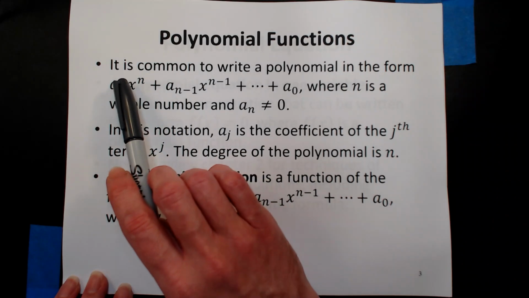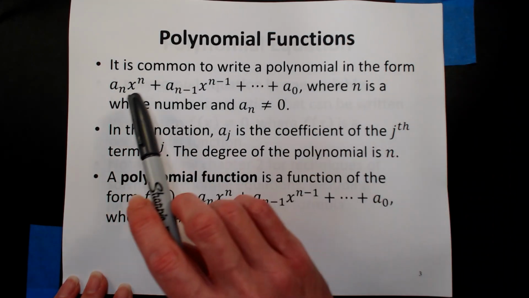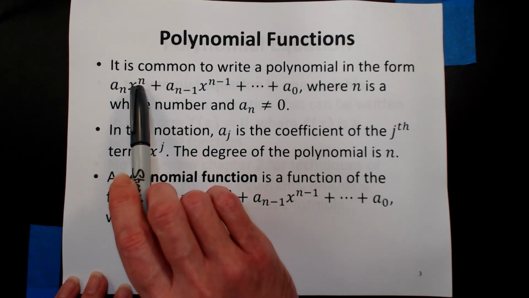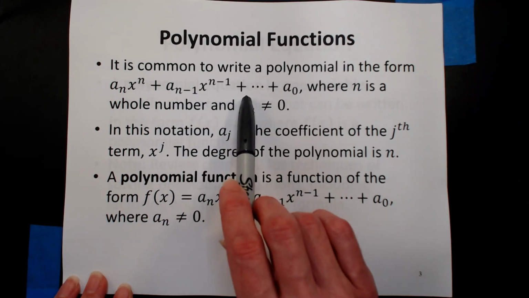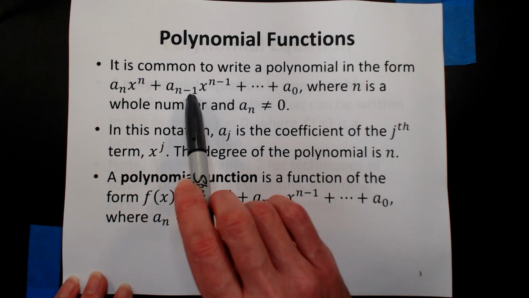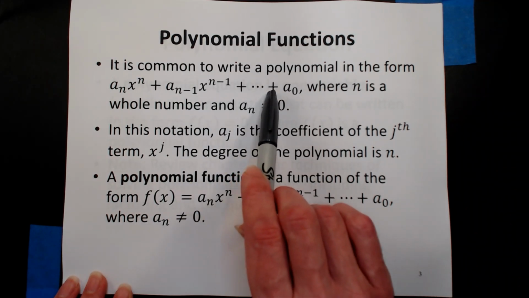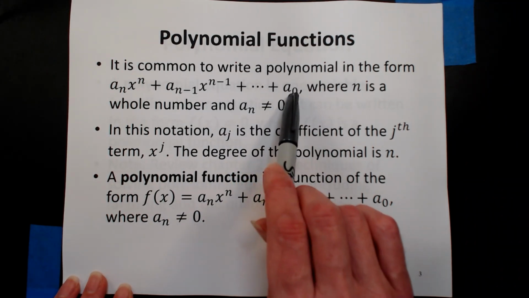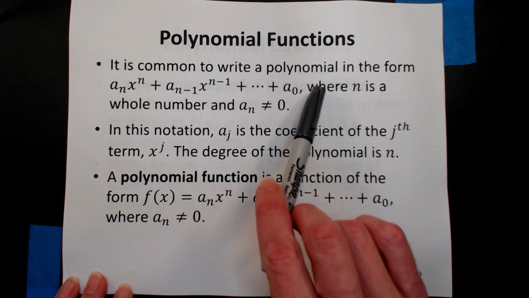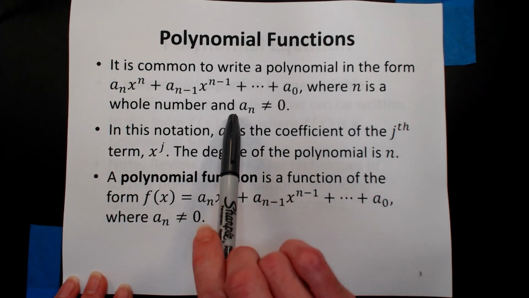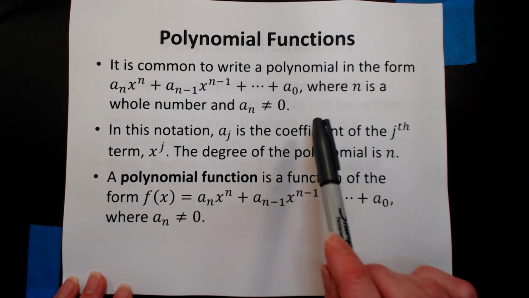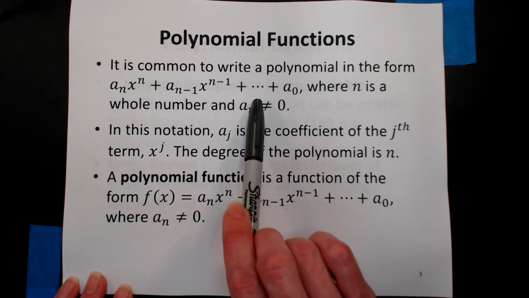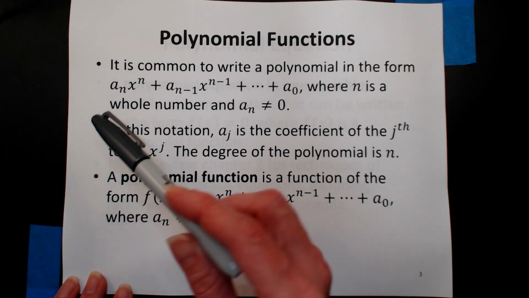Polynomial functions. It is common to write a polynomial in the form a sub n x to the n plus a sub n minus 1 x to the n minus 1 plus, and then you have all your intermediate terms until you count down to a sub 0, and there is no x term, when n is a whole number and a sub n is not equal to 0. So this is just the generic form of any polynomial we write. It looks really intimidating, but it's just standing for some polynomial.